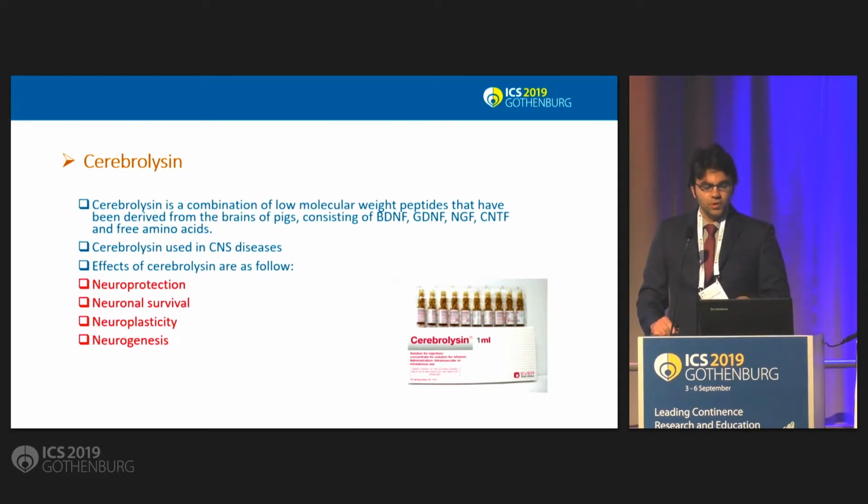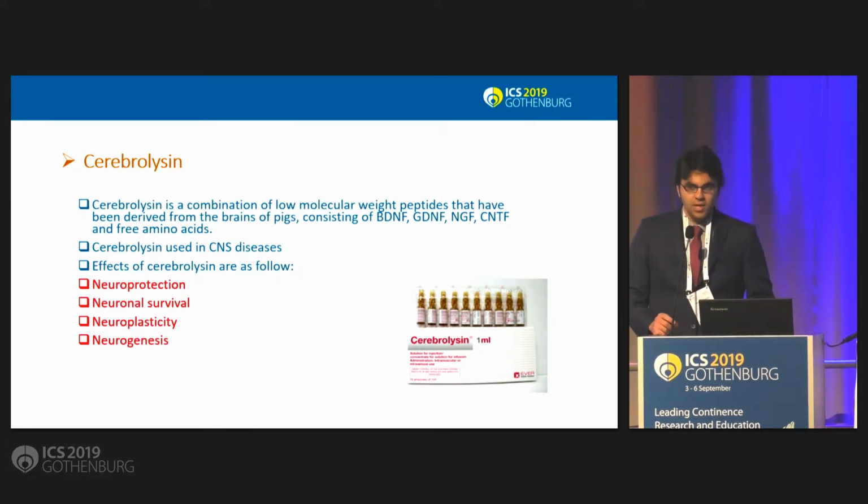Let's get to cerebrolysin. I have lots of tongue twisters in this presentation. Cerebrolysin is used in most neurological conditions such as Alzheimer's or spinal cord problems, and also in Parkinson's disease. It's a low molecular weight protein factor derived from the brain of pigs, and it consists of some growth factors that help brain cells to develop and help with axonal regeneration.